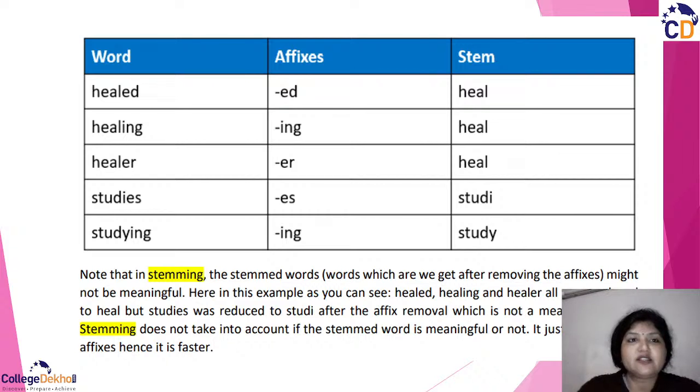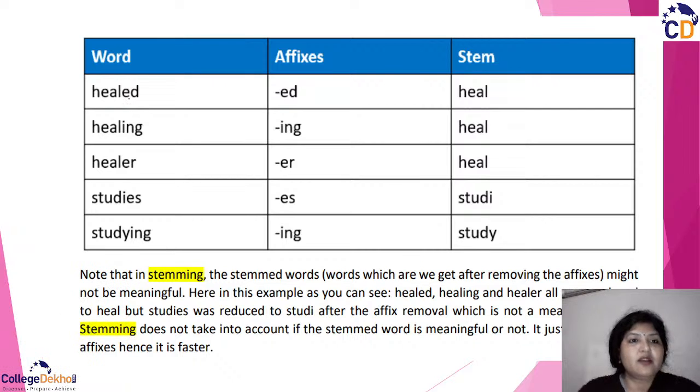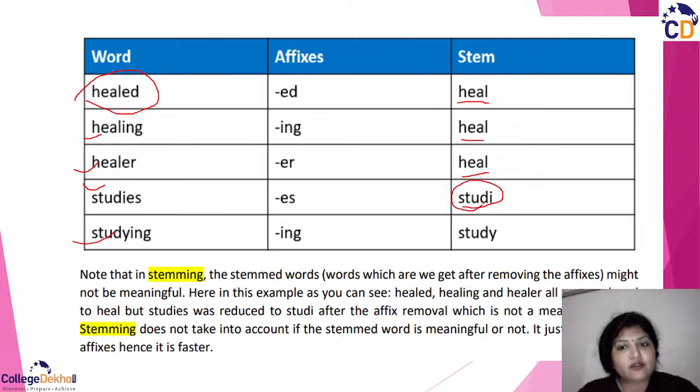Suppose I have taken some examples. You might have words like healed, healing, healer, studies, or studying. If you remove the affixes part, you may have heal, heal, then again heal, then studi, which is not any word, right? And this is a word. So what do you understand from this process? It removes the affixes, right?